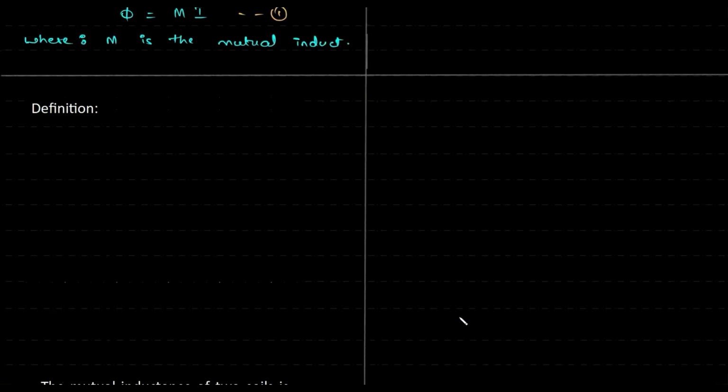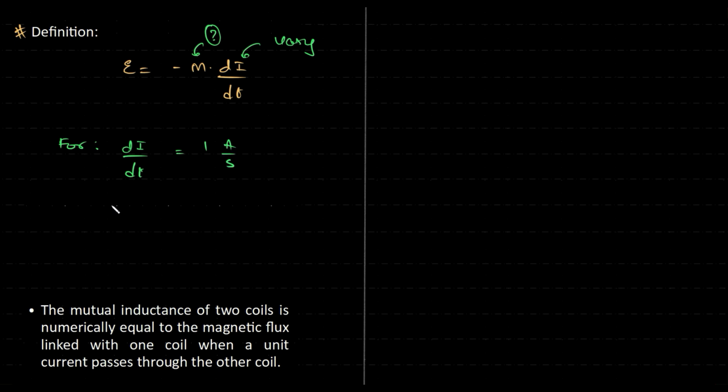Now, how are we going to define this? Yes, taking the same expression. So this is the one which we had to figure out. This is the one which we can vary. And so we'll vary that. For di by dt equal to 1 ampere per second, we have the induced EMF equal to the mutual inductance.